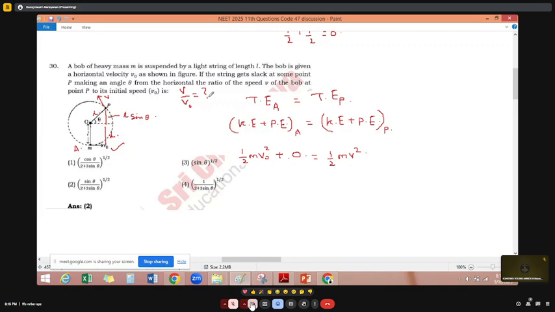Half m v square, because velocity at point P, they called it v. If you want, you can write it as Vp. Nothing wrong. Potential energy mgh, where h is the height from here to here, because I have taken this as the zero reference. So L into 1 plus sine theta, because I am taking the L commonly out.